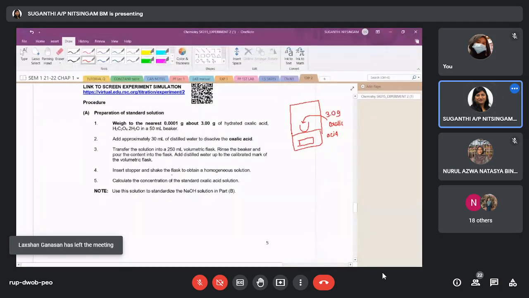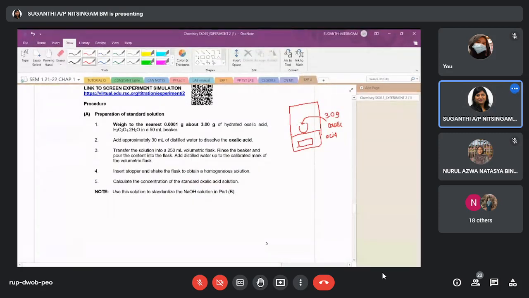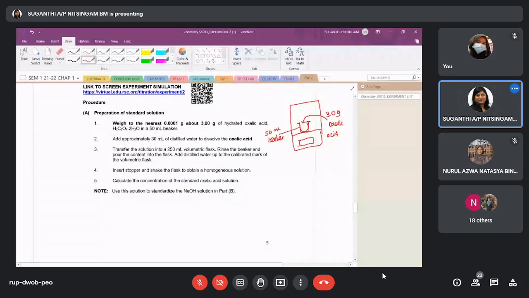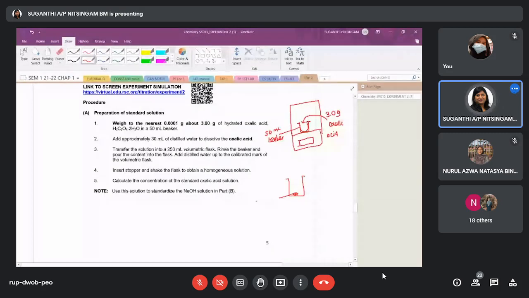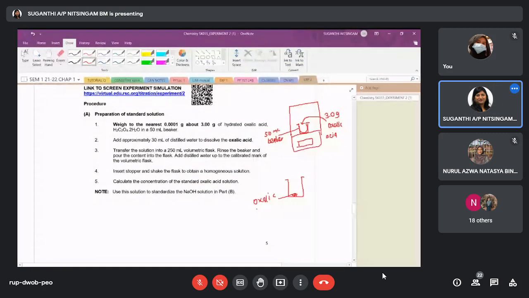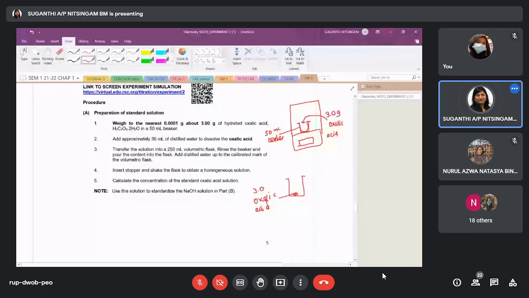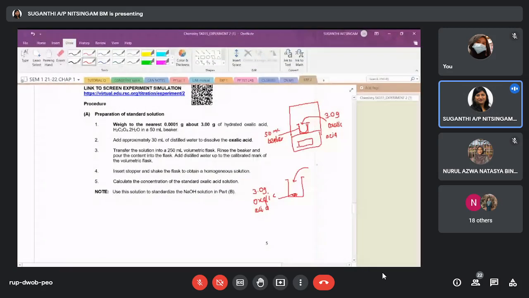Okay. In a 50 ml beaker. Sorry, bukan crucible. Tukar 50 ml beaker. And then what you will do is add approximately 30 ml of distilled water. So kat dalam ni kita ada oxalic acid. You have oxalic acid here, 3 grams. You will add 30 ml of distilled water.